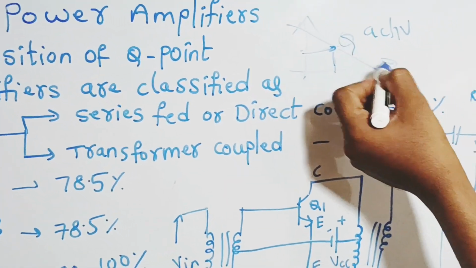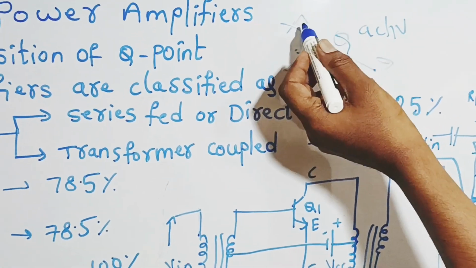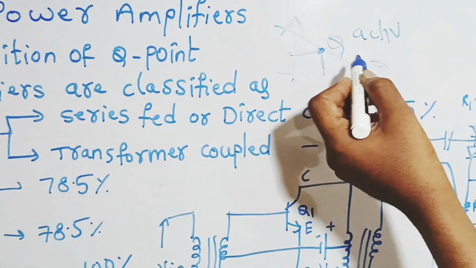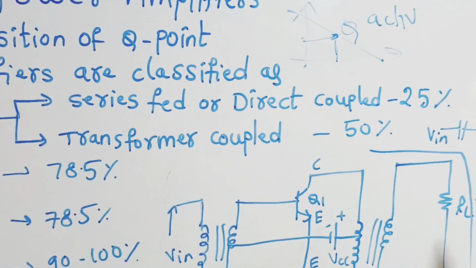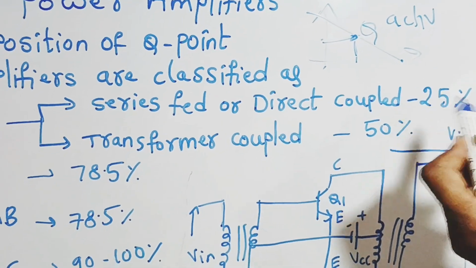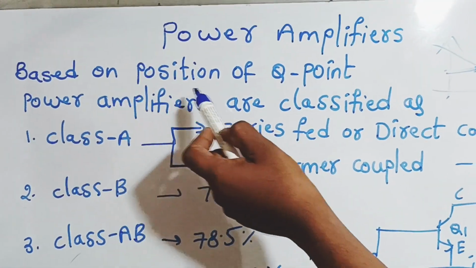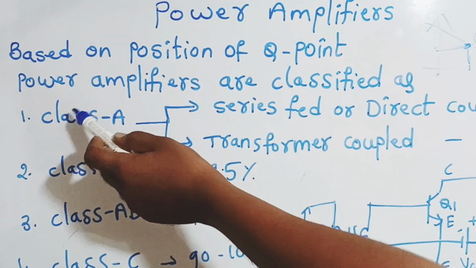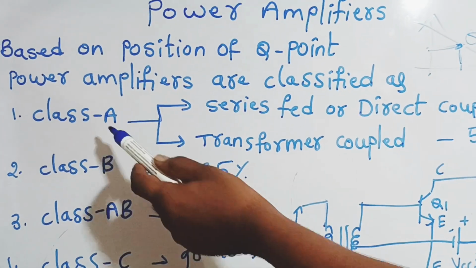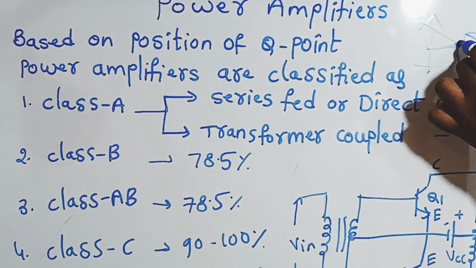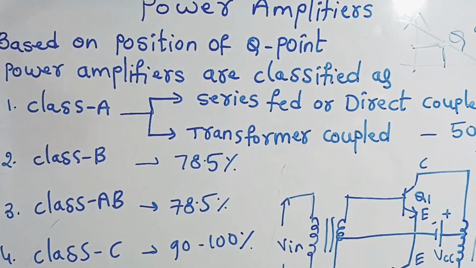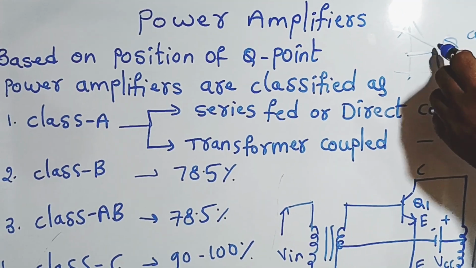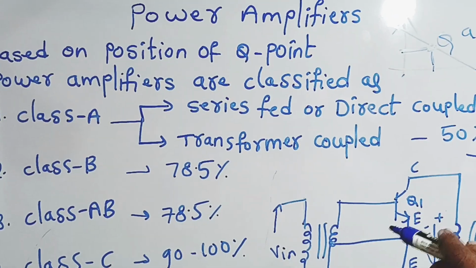If the Q point is moving from the active region to the saturation region, and from the active region to the cutoff region, then based on those movements of the Q point position, power amplifiers are classified. The first one is the class A power amplifier. If the Q point is at the center of the DC load line, in the active region, that is called a class A power amplifier.